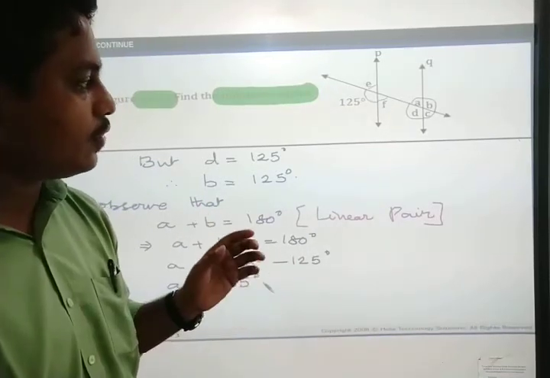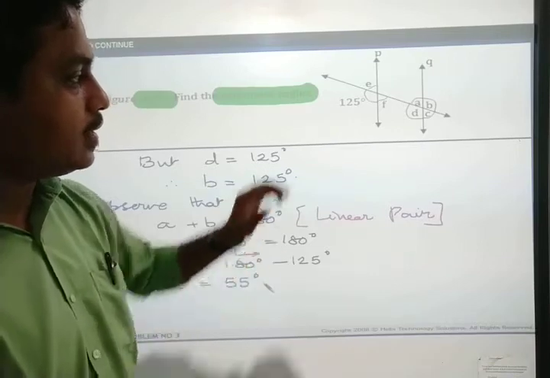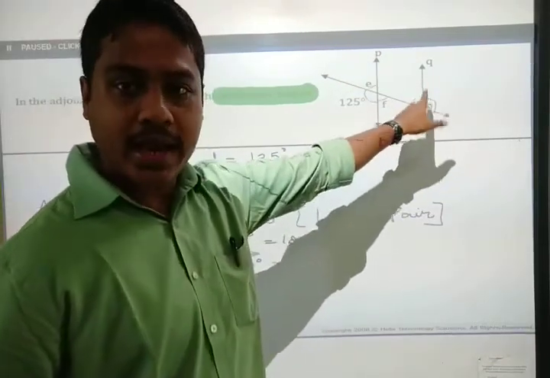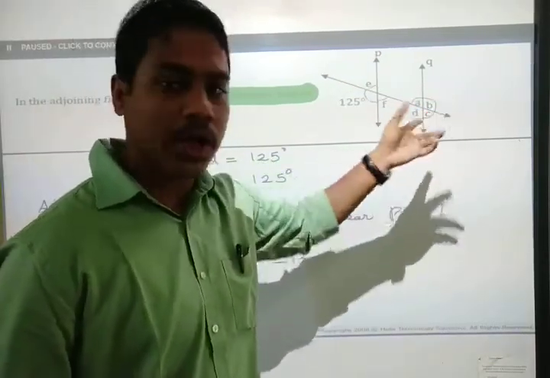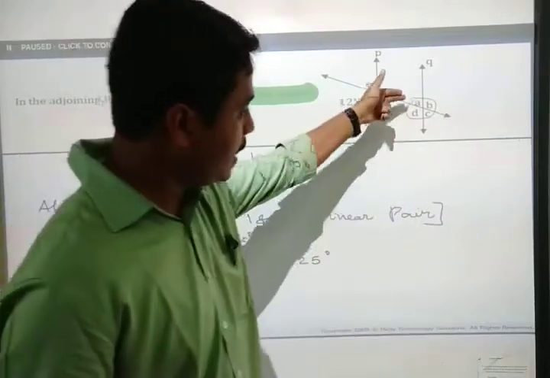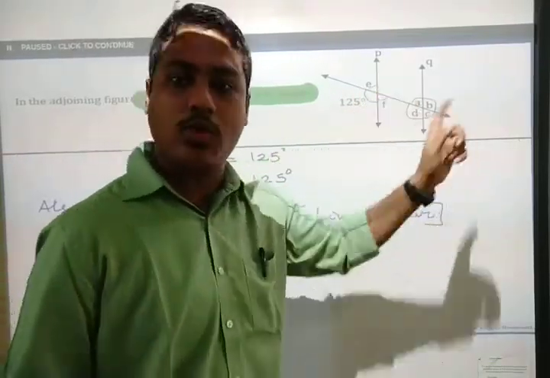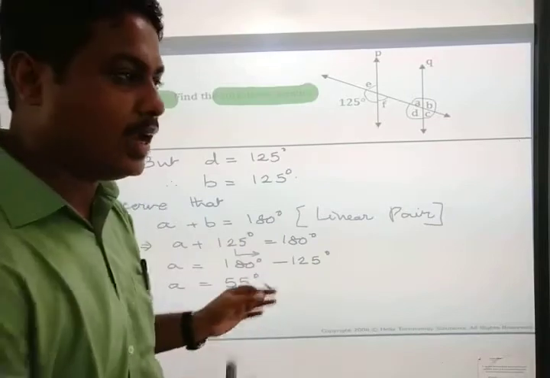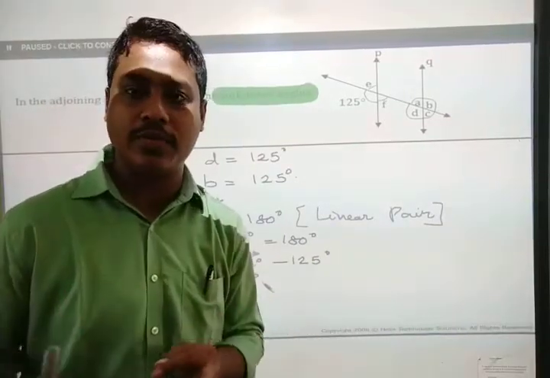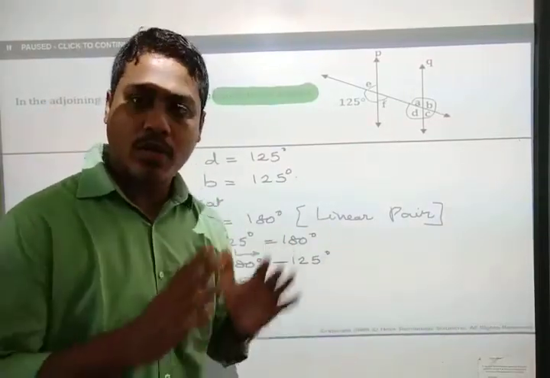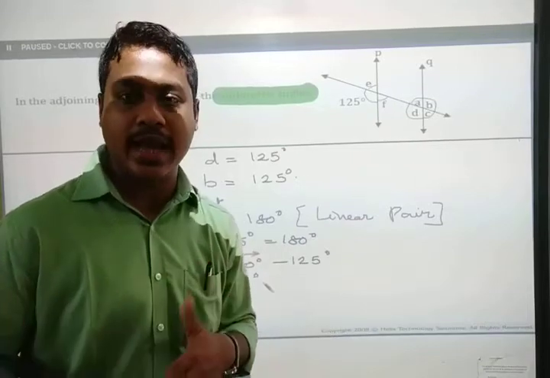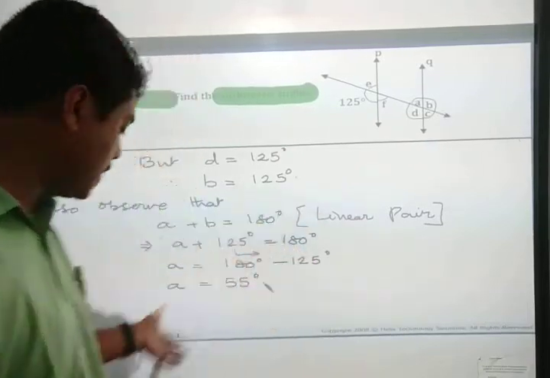Okay, so we are left with only one angle, angle C. So if angle A is 55 degree, according to the vertically opposite angle property, angle C also will be 55. So you write angle C is equal to 55 as the vertically opposite angles. Okay, so this is about question number 3.